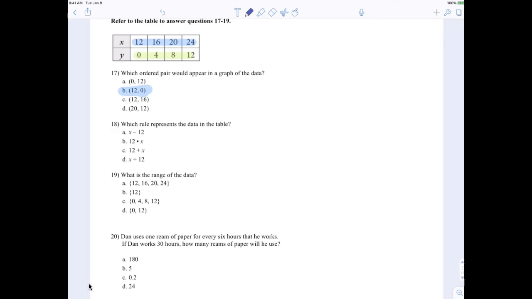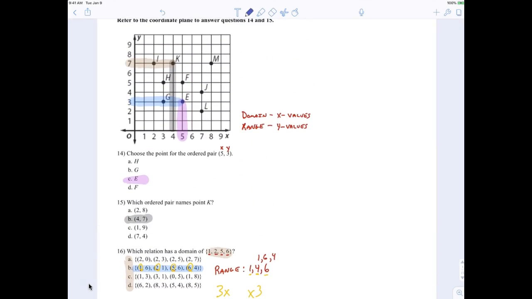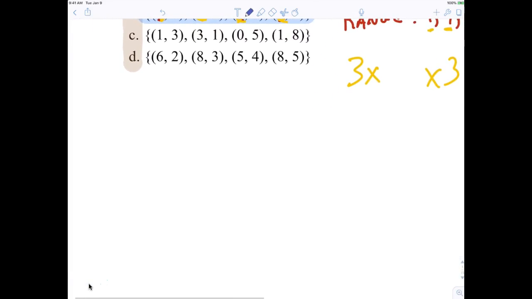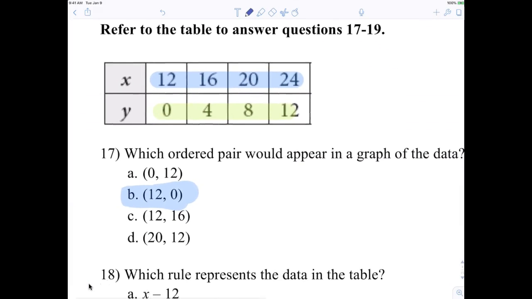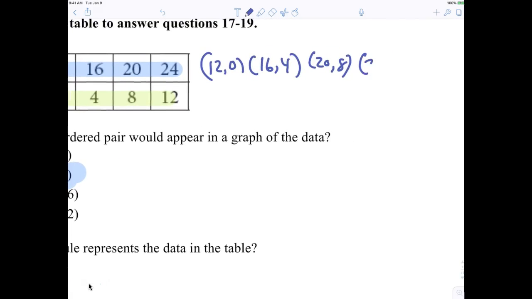We can also write them on a graph, which is what we did up here. And we can also write them as ordered pairs, like we did here for D. Those are ordered pairs. So the ordered pairs that correspond to that table would be 12, 0, 16, 4, 20, 8, and 24, 12. You with me on this? That's all it is. Those are just the ordered pairs.